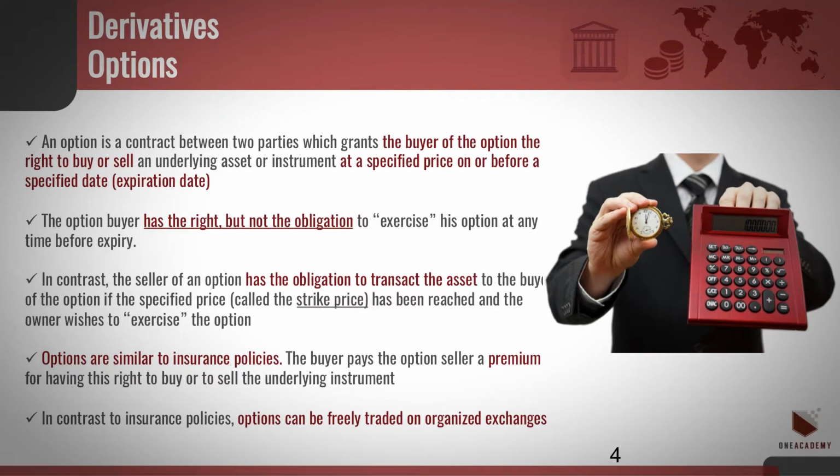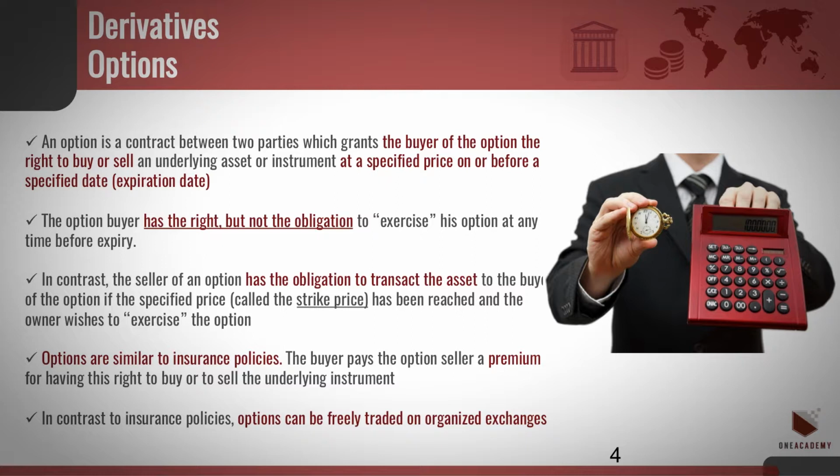Options. An option is a contract between two parties which grants the buyer of the option the right to buy or sell an underlying asset or instrument at a specified price on or before a specified date, the expiration date. Notice that the option buyer has the right but not the obligation to exercise his option at any time before expiry. In contrast, the seller of an option has the obligation to transact the asset to the buyer of the option if the specified price, called the strike price, has been reached and the owner wishes to exercise the option.